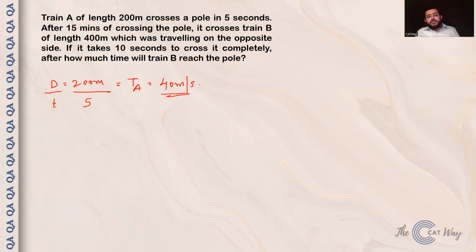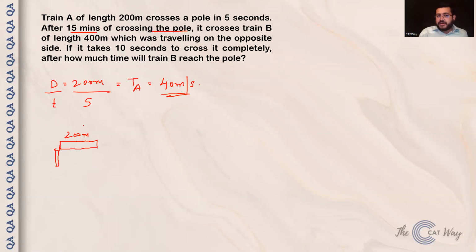And then it has been given that a train of 200 meters crosses a pole in 5 seconds, right? So let's say this is the pole that we have. Then it has been given that after 15 minutes of crossing the pole, right? So once it has crossed the pole, this would have been the situation. The back end of the train and the pole would be in a similar line. So let's say this was your train of 200 meters, because it has been given after 15 minutes of crossing the pole. So once it has crossed the pole, this is the situation.